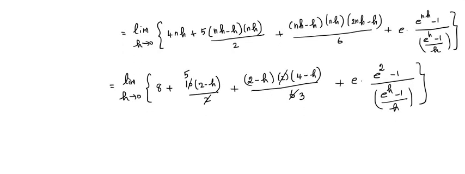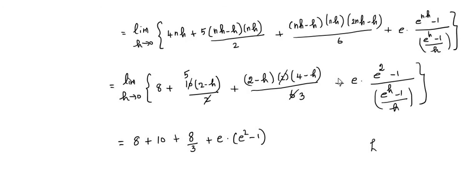If I apply the limit, see what we get. The first one will be 8 plus, as h tends to 0, 5 twos are 10, plus. Next, if I substitute h equal to 0, this term 2 minus h becomes 2, this becomes 4, and 2 fours are 8, so this becomes 8 by 3. Plus here e, that is a constant, so the limit does not affect it. Then e square minus 1 is also constant. We don't have any h term there, but limit h tends to 0 applies only where h appears.